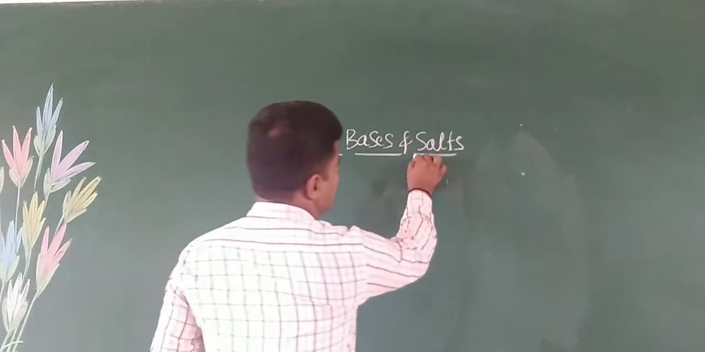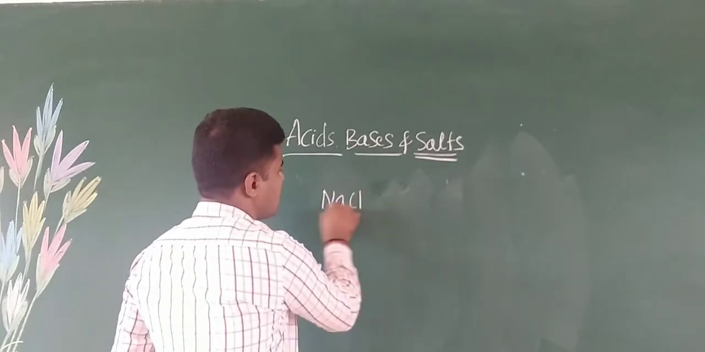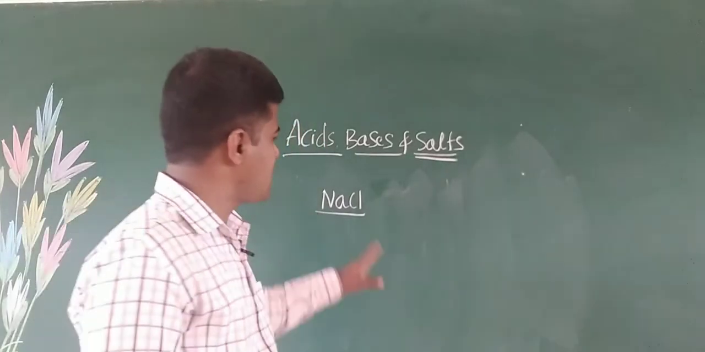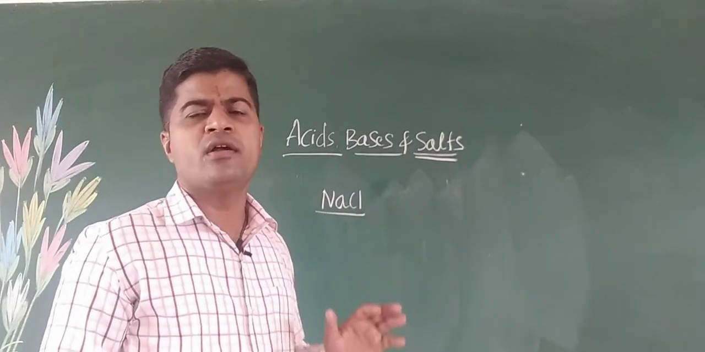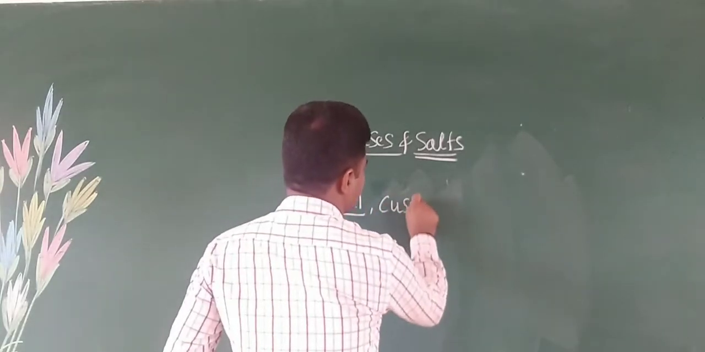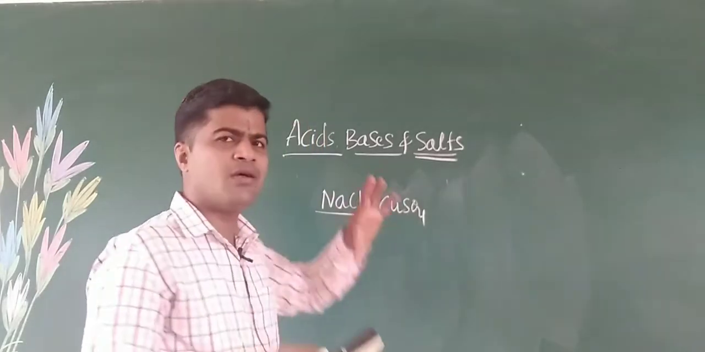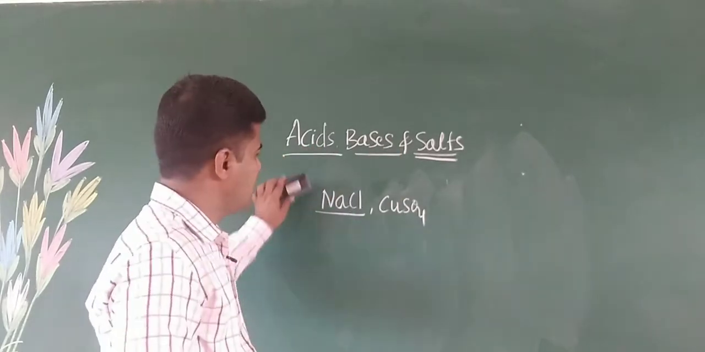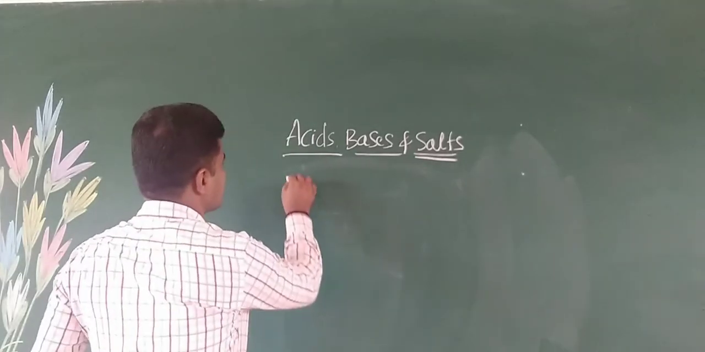And next is salts. Everybody knows about salts. Sodium chloride we call table salt or common salt. This is an essential part of our diet. Like this, we have copper sulfate. Copper sulfate, sodium chloride, many examples can be given for salts. So this is a light introduction about acids, bases, and salts.